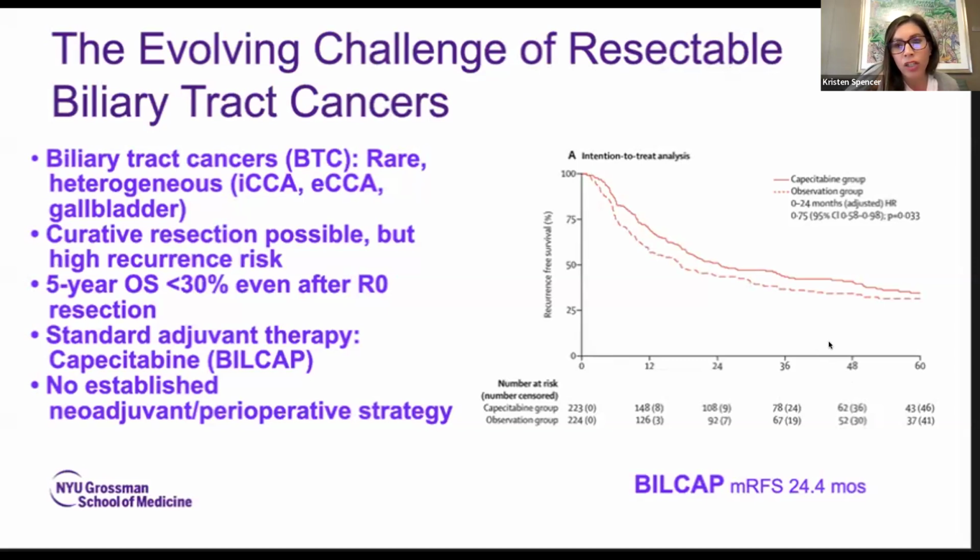Currently, the standard adjuvant therapy is capecitabine, and that was based on the BILCAP trial, which really only gave us a median recurrence-free survival of just about 2 years. And as of right now, there are no widely accepted neoadjuvant or perioperative systemic therapy regimens that we've established to date.